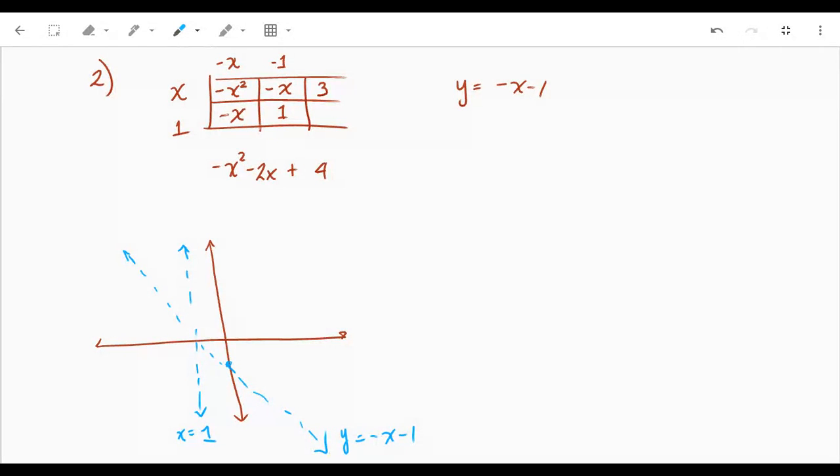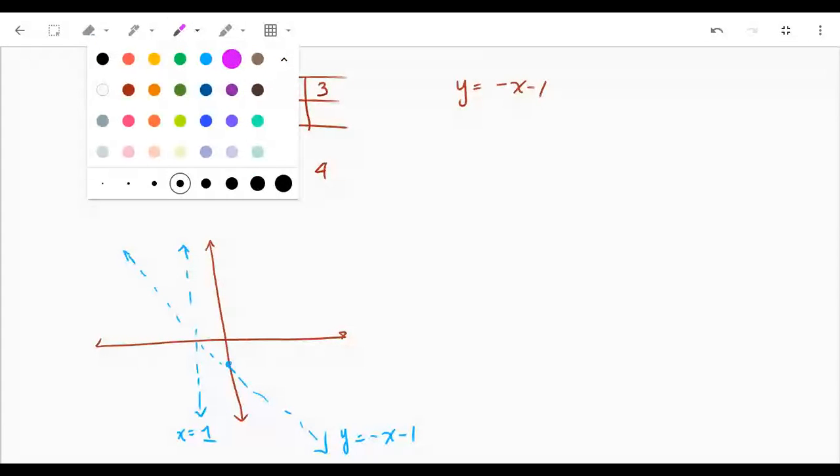Okay, now the two branches, they're either going to be here and here, or here and here. Okay, and now by plotting our points, we'll be able to figure that out. Let me erase those for now. Okay, so like I was saying before, stick close to your asymptotes.